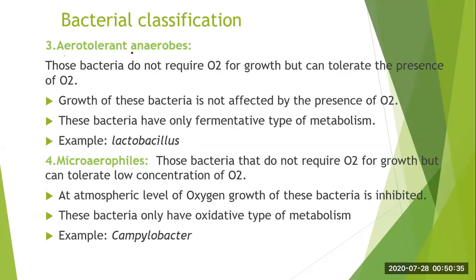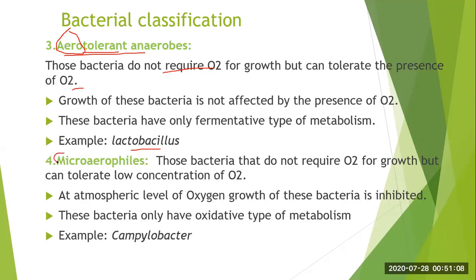Then our third one is aerotolerant anaerobes. Anaerobes, as I already mentioned, can grow or live without the presence of oxygen. But here there is the word aerotolerant. Aero means oxygen, tolerant means it can tolerate. So these bacteria do not require oxygen for growth, but they can tolerate the presence of oxygen. So it's called aerotolerant bacteria. For example, Lactobacillus.